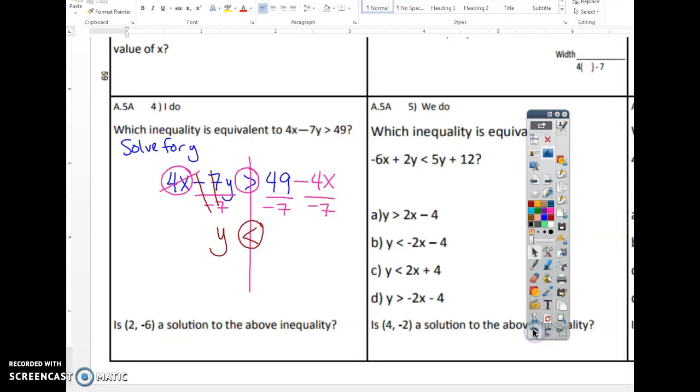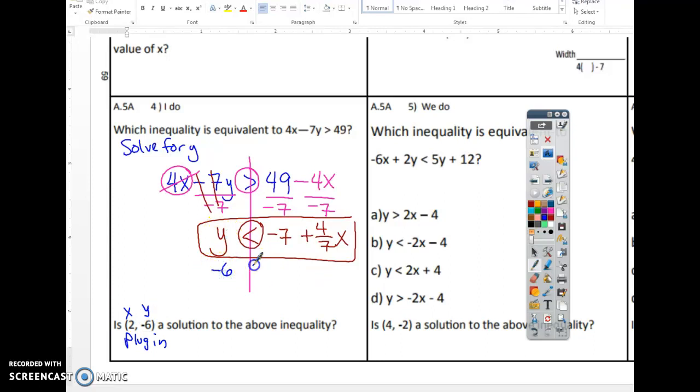So now we have negative 7 right here and positive 4 over 7x. Now, it's asking, is (2, negative 6) a solution to the above inequality? So what are you going to do? You're going to plug in 2 for x and negative 6 for y. So right here where you see the y, that's a negative 6.